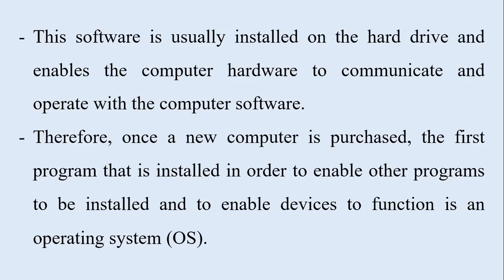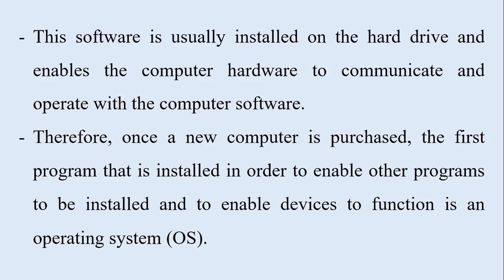It is installed on the hard drive, and it enables the computer hardware to communicate and operate with the computer software. In other words, it is the operating system that also controls how the rest of the software are able to interact with the hardware. Therefore, once a new computer is purchased, the first program that is installed in it, in order to enable that computer to function, as well as enable other programs to be used, is the operating system. So once you purchase a new computer, you have to install an operating system into it so that it gives a platform for installation of other programs.